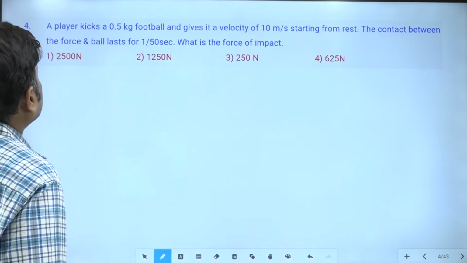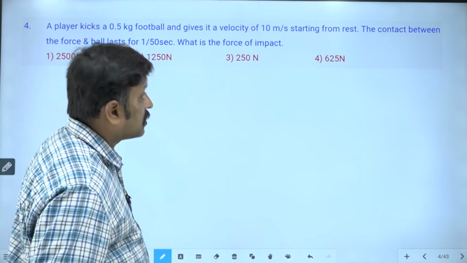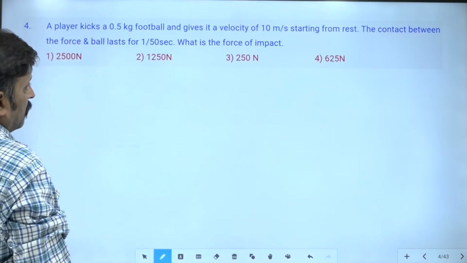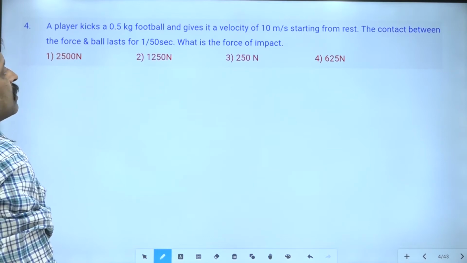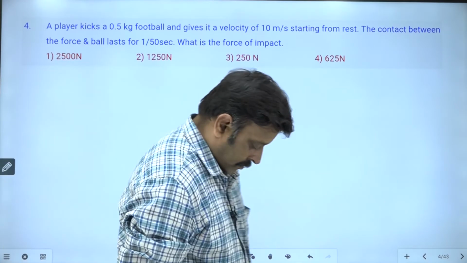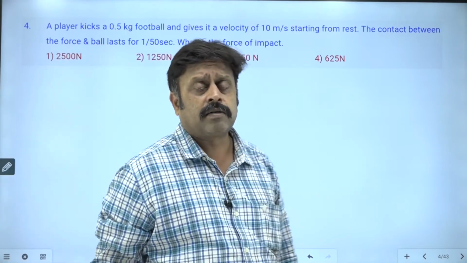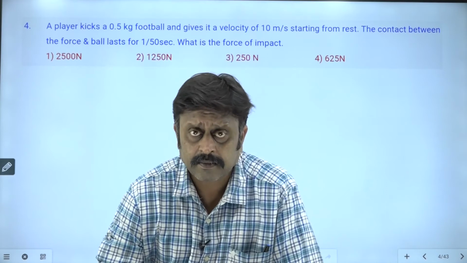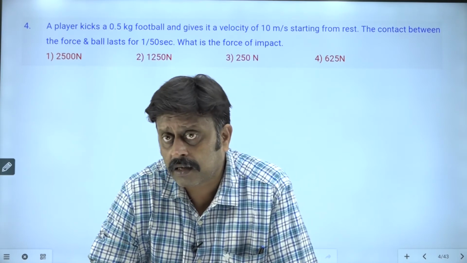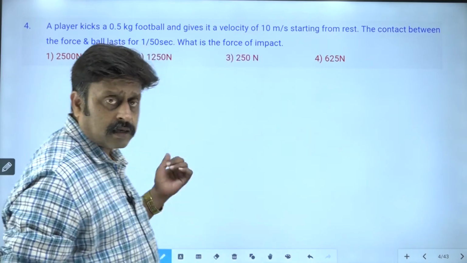A player kicks a 0.5 kg football and gives it a velocity of 10 meter per second from rest. The contact between foot and ball lasts for 1/50 seconds. What is the force of impact? See, this is based on change in momentum. These problems based on the change in momentum or impulse, from Newton's laws, are very, very important from Eamcet point of view. This is a problem based on that concept.